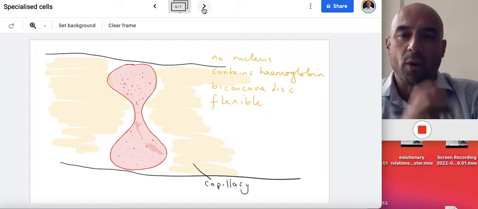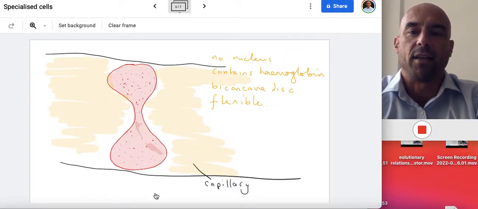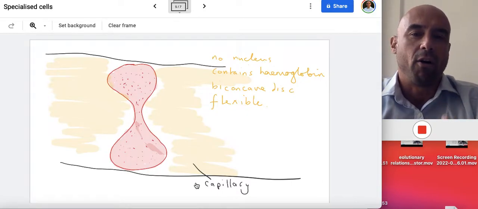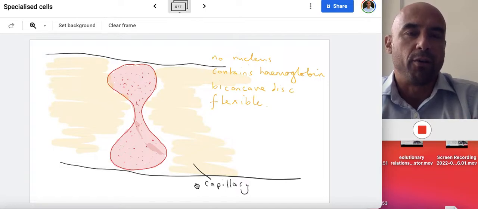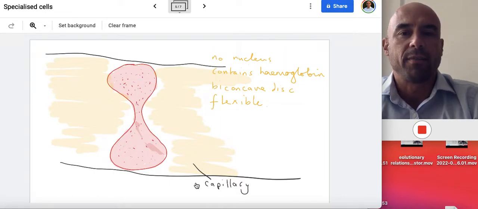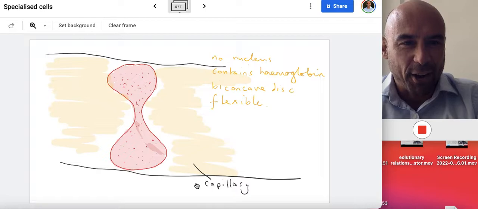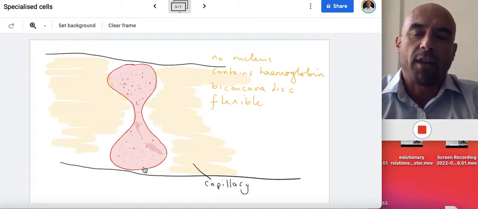The next one is a red blood cell. I've drawn the red blood cell here inside the blood plasma, inside a capillary. Now, the whole point of a red blood cell: the function of a red blood cell is to carry oxygen. In order to make space for more oxygen carrying, it's got rid of the nucleus. So there's no nucleus, so there is more space for haemoglobin, because it's haemoglobin to which the oxygen binds. So it contains lots of haemoglobin. To make space for more haemoglobin, there's no nucleus. The shape here is a biconcave disc.